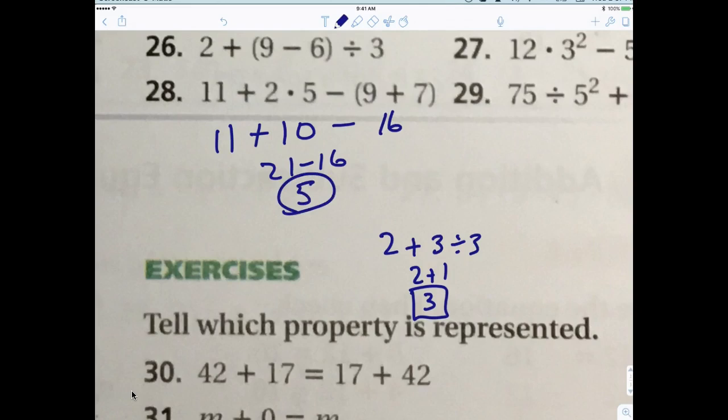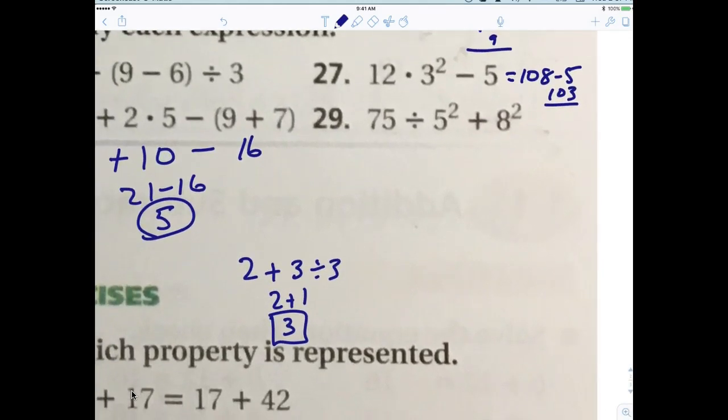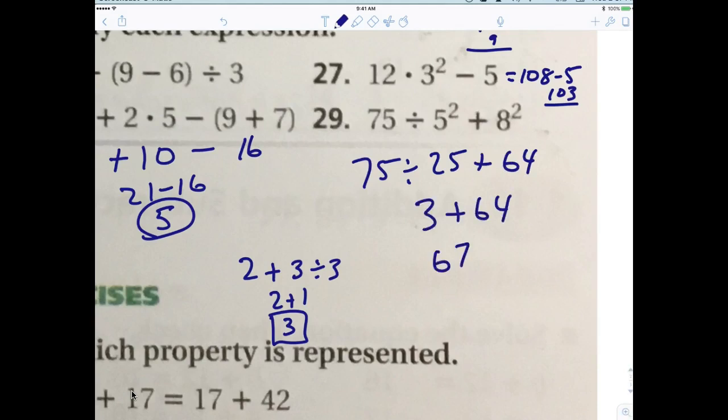All right, 29. What do I have to do first? You have to do 5 times 2. Right. 5 times 5 is 25. Good. 8 times 8 is 64. Wow, good job. 75 divided by 25 is, and then 3 plus 64 is 67. Wow, that's excellent work so far.